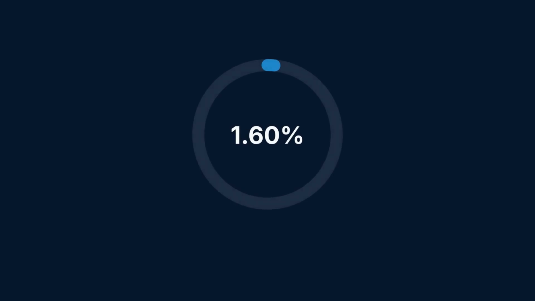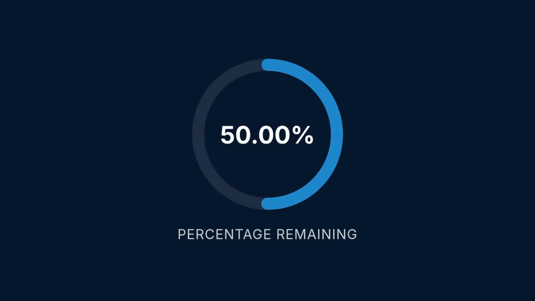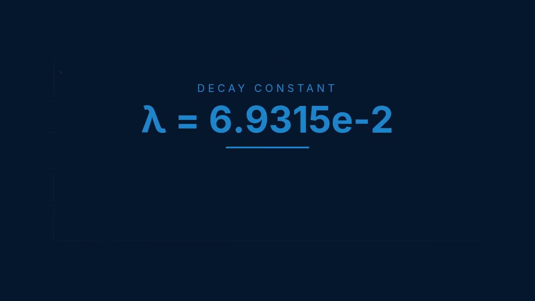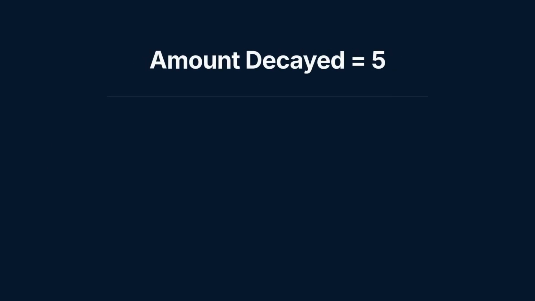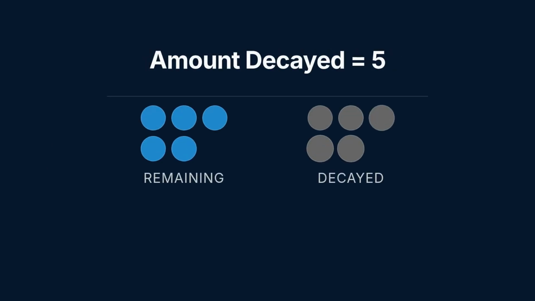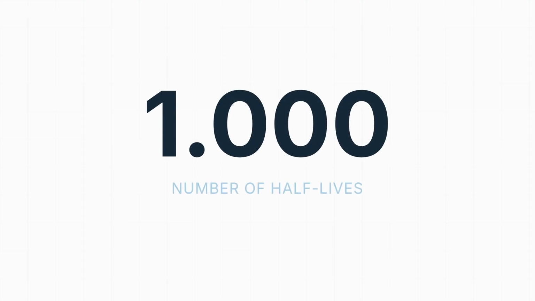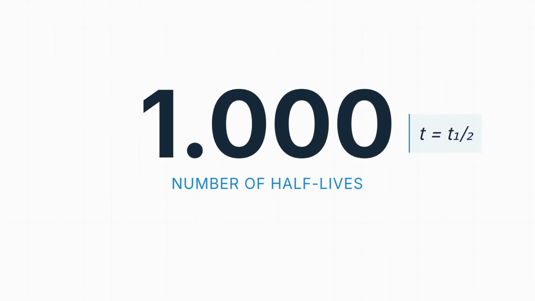The percentage remaining is 50%, meaning exactly half the original material remains. The decay constant L is calculated as 6.935E-2 per time unit. The amount decayed is 5.000E+0, showing that 5 units have decayed. The number of half-lives is 1.000, confirming that exactly one half-life period has passed, which makes sense since our time elapsed equals our half-life input.